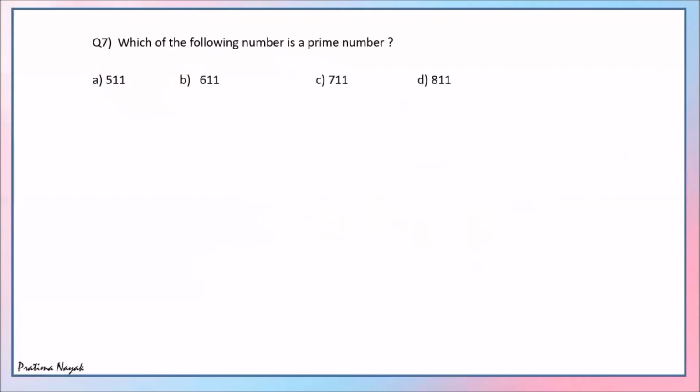Question number 7. Which of the following is a prime number again? 511, 611, 711, 811. So we'll start with 3, multiple of 3. Add them. 5 plus 1 plus 1, 7. So not divisible by 3. 6 plus 1 plus 1, 8. Not divisible. 7 plus 1 plus 1, 9. So this is divisible. So first I'll cancel this. This is not a prime number because the sum is 9. It is divisible by 3.